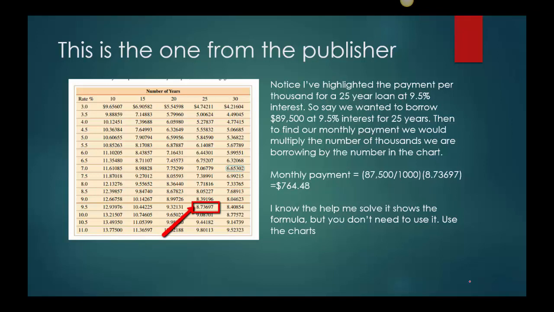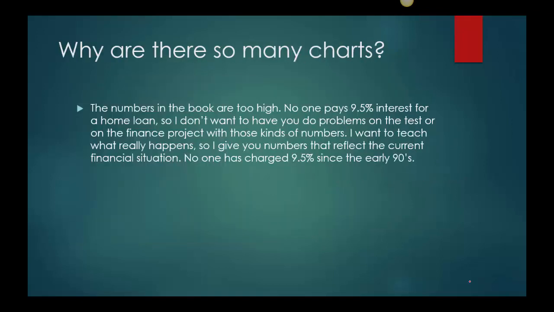So the chart is always number of thousands. So whatever you have, make sure you're dividing by 1,000 to start, and then multiply it by what the chart says. So I lined up the 25 and the 9.5, and it says 8.73697. Okay, that says my monthly payment is $764.48. All right, I know the help button, right? If you see Help Me Solve It, it shows you the formula. You don't need it. You're going to get the same answer, and it's going to be so much quicker if you just use the chart.